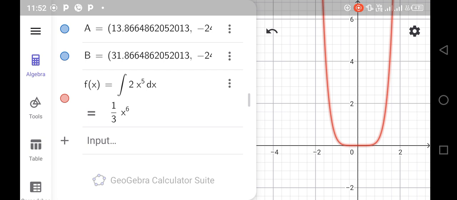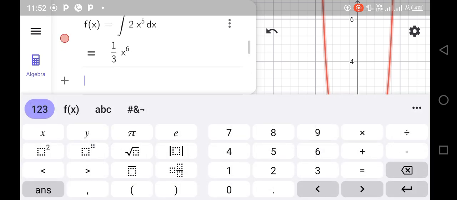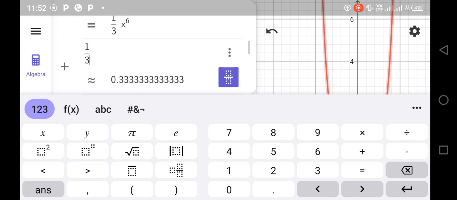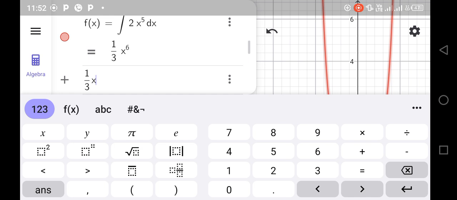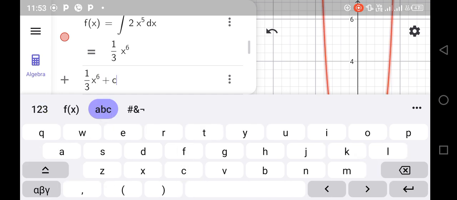f of x is equal to the integral of 2x raised to power 5 dx. So let's write that equation in this particular form. For the integration, the equations must be written so we can have a third, and then x raised to power 6, then plus c. Plus c is necessary so that the coefficient of the y-intercept is going to be c.